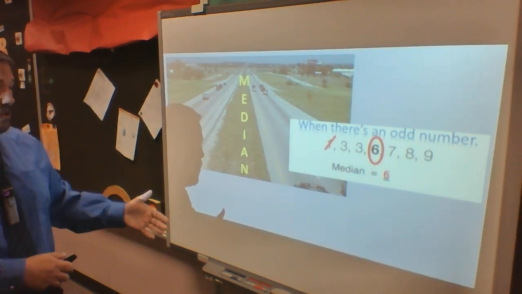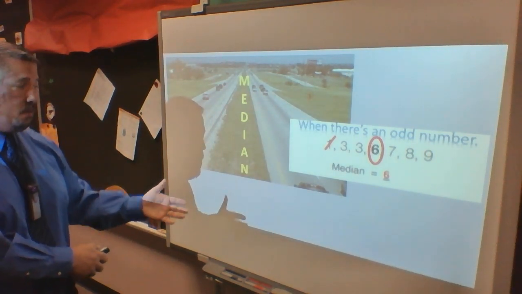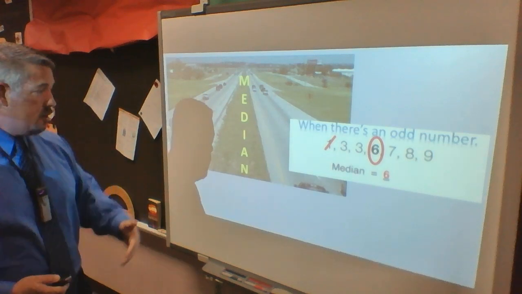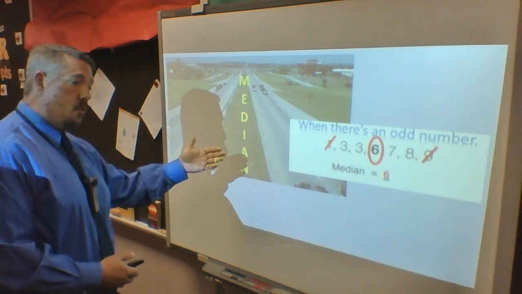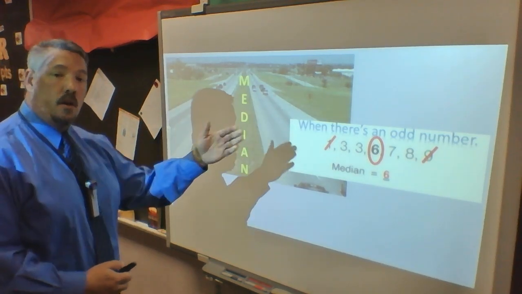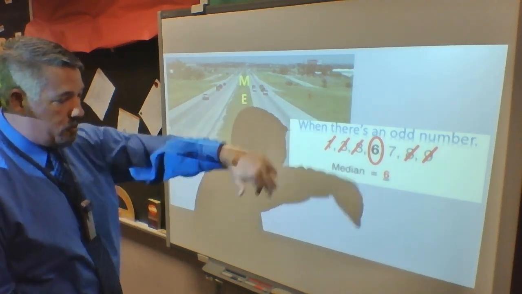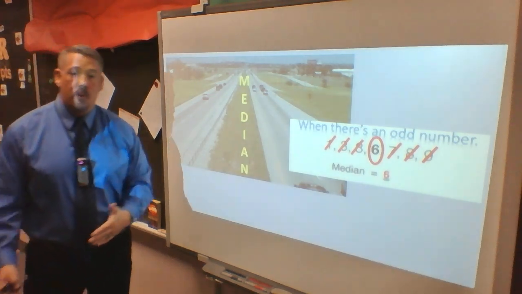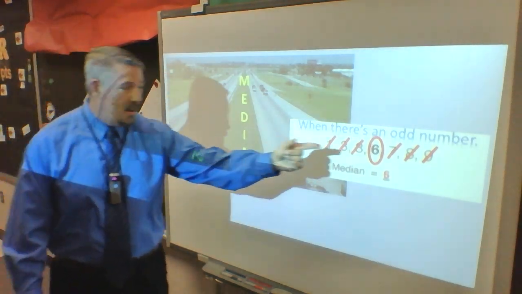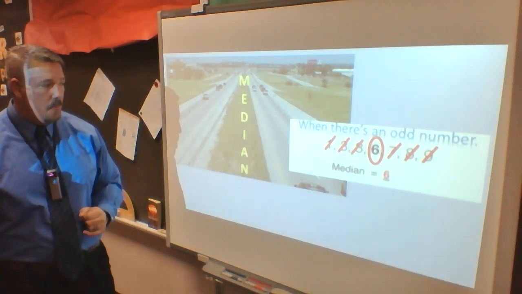Some students prefer to literally cross them off. And I am fine with that. Start with the left, cross one off on the right. Cross one off, cross one off on the right. Cross one off, cross one off on the right. What do I get in my middle? I get a 6. So my median is 6 for that group.